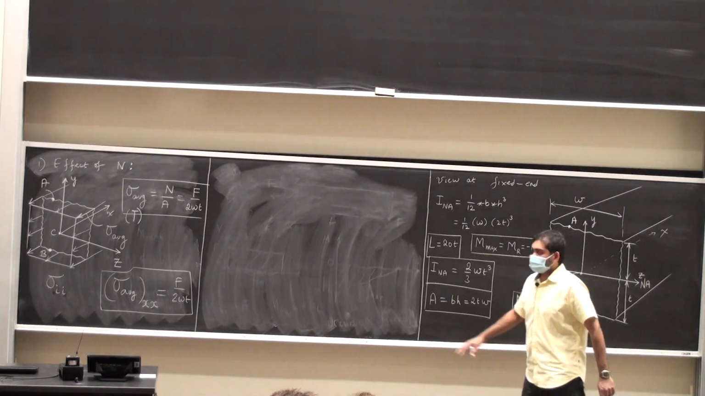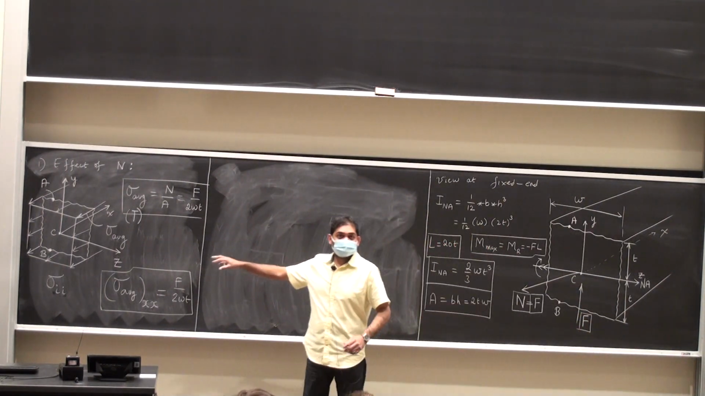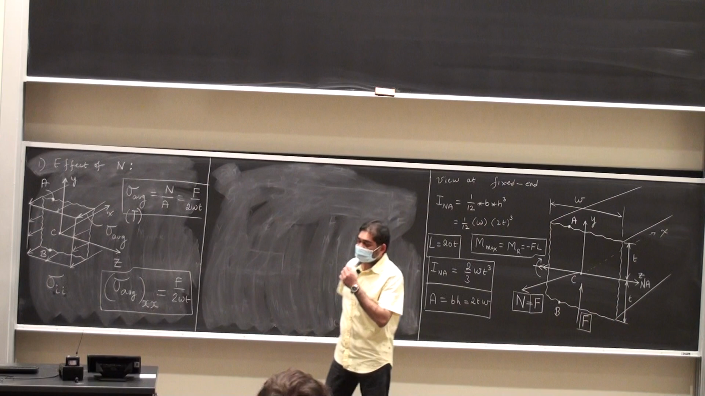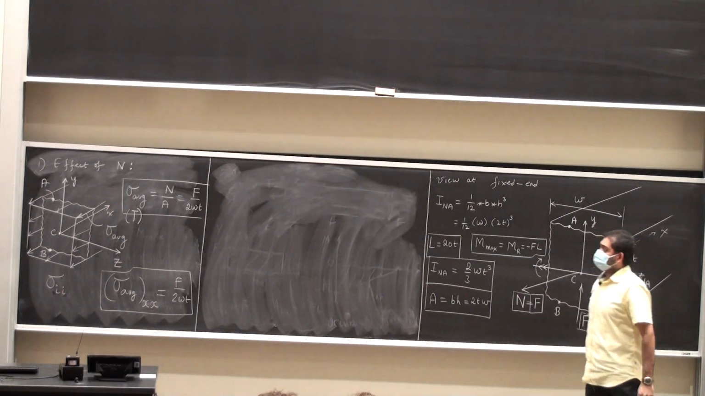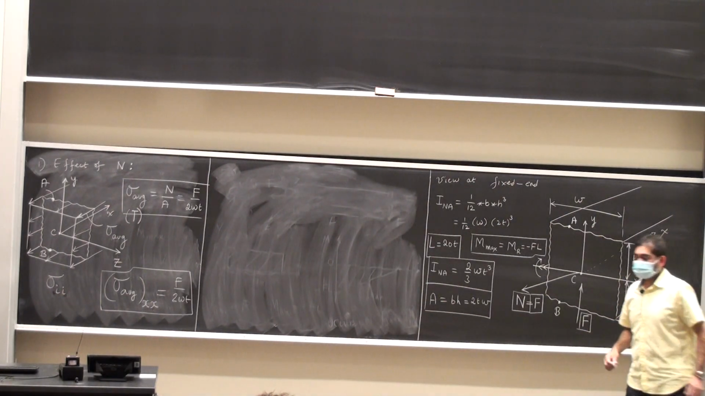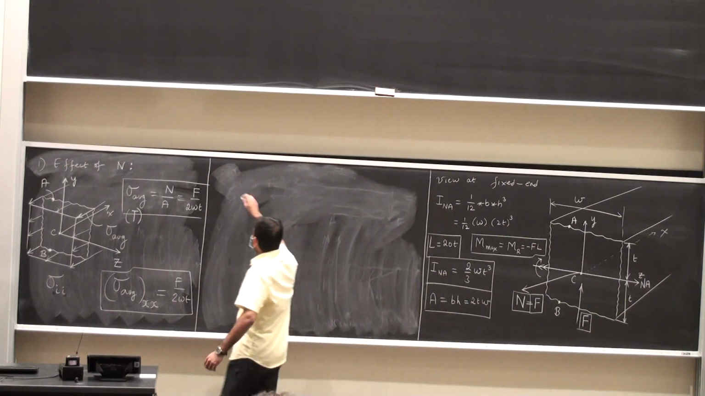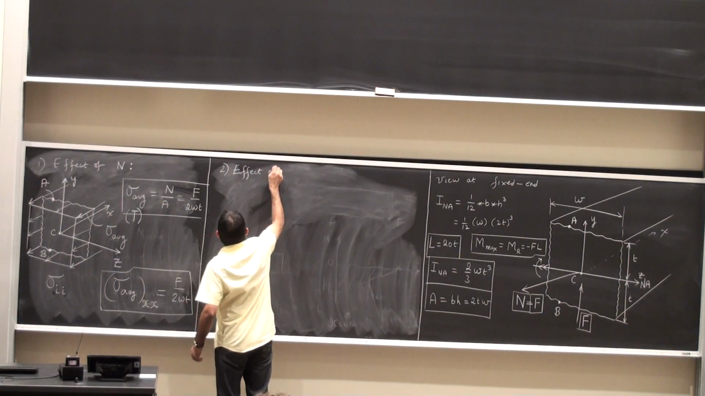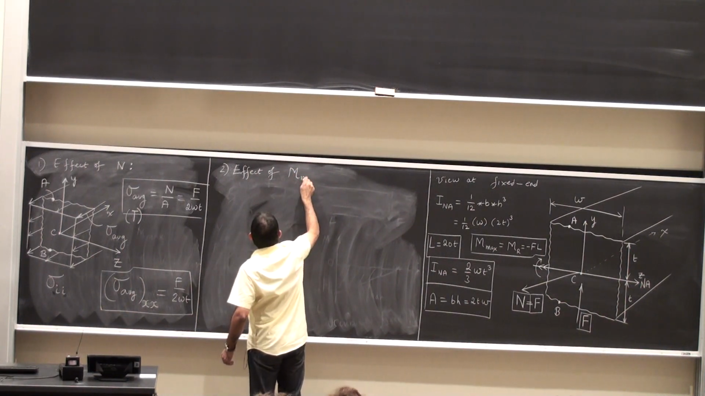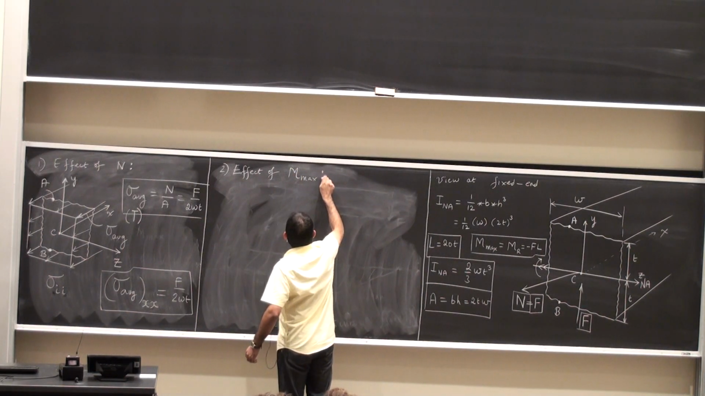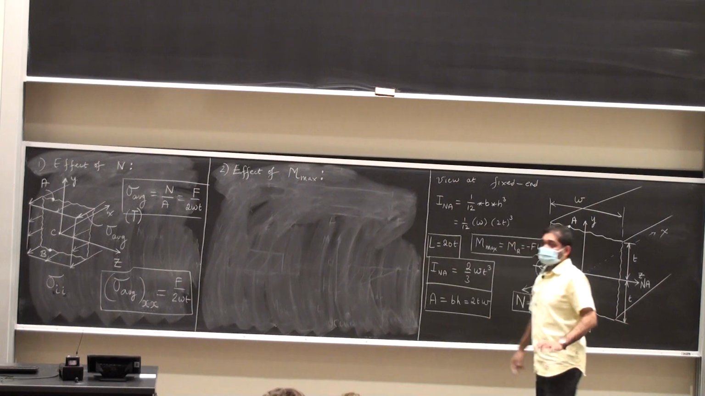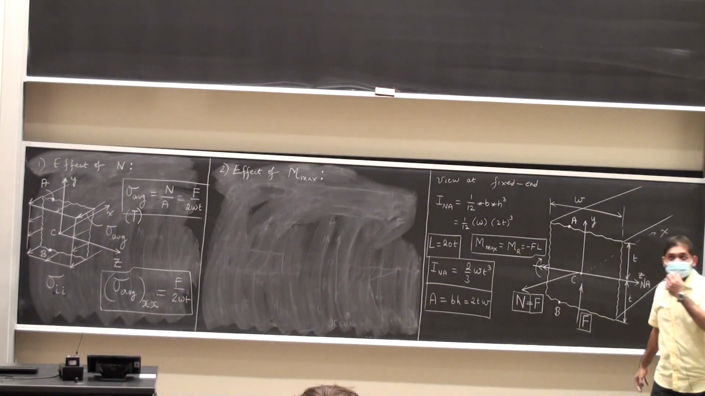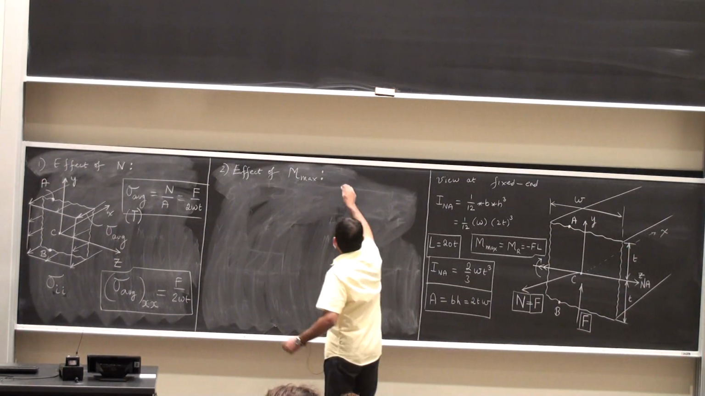Okay. Is everything making sense to everybody? Alright. Then I go to the calculation of the effect of the bending moment. Okay, so we have seen the formula for this. The effect of M max is to cause a bending stress. The basic formula is the following.